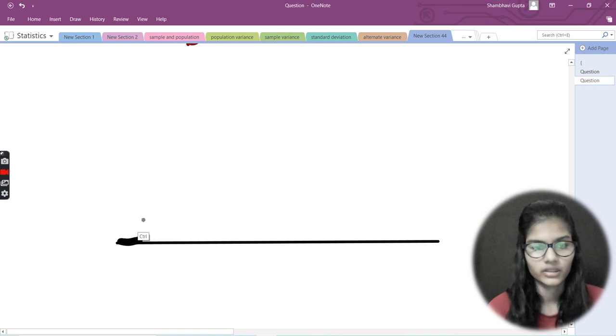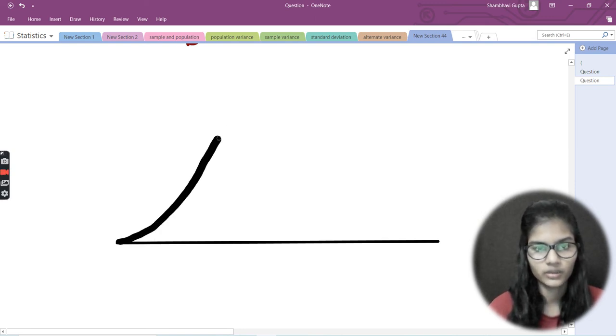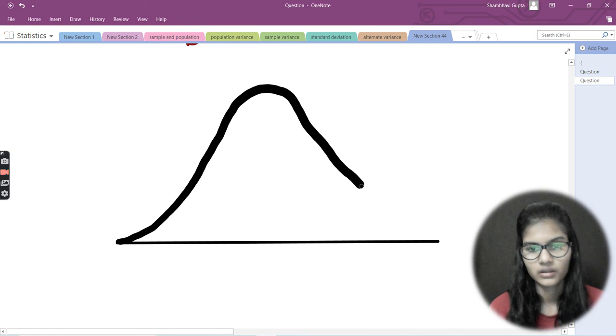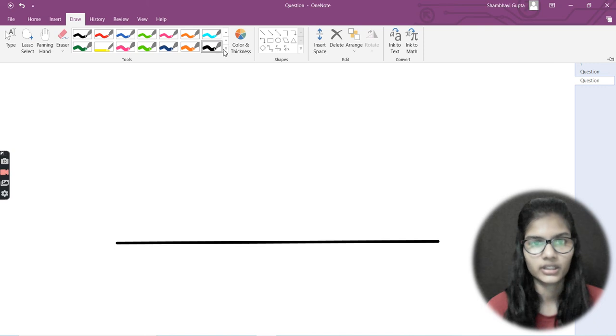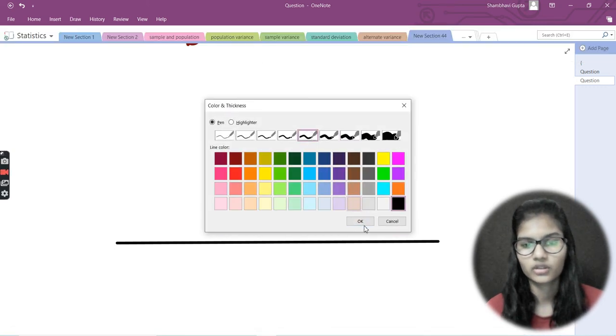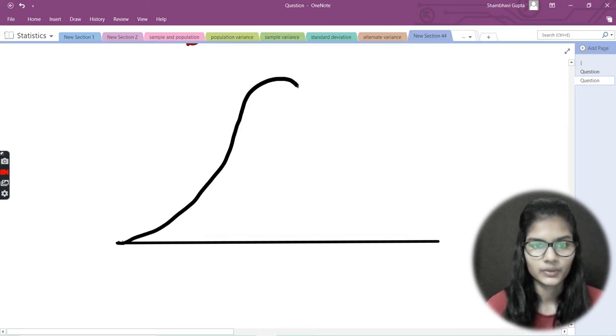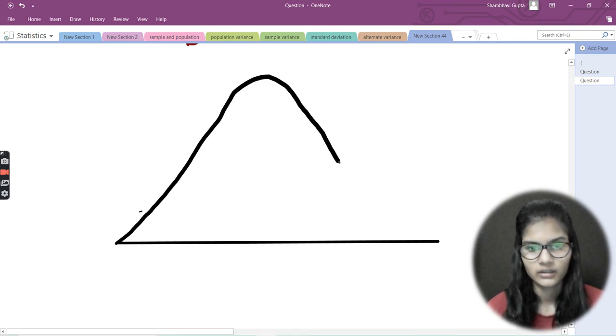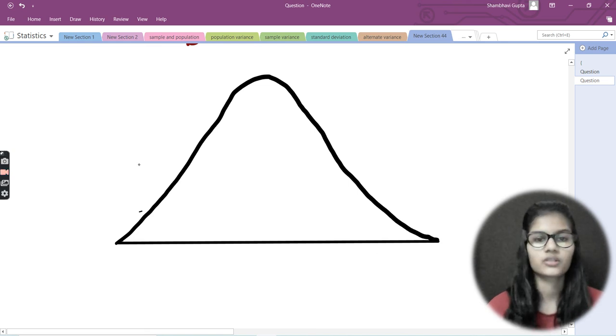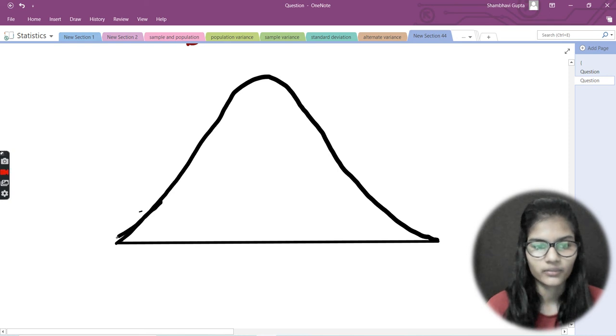Okay, just 1 second. My curve would be going somewhat like this. Yes, it's not like that normal curve, but let me give it one more try for making the normal curve. So it is somewhat like this, right? The normal distribution curve is somewhat like this. You can make it a little more accurate and better than me, because I only have this pen on this side. Okay, so that is somewhat how the normal distribution curve looks.